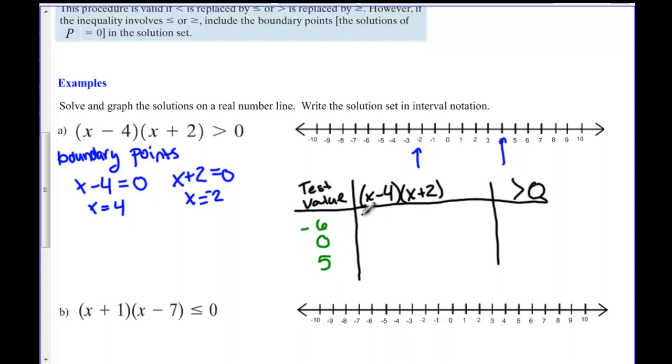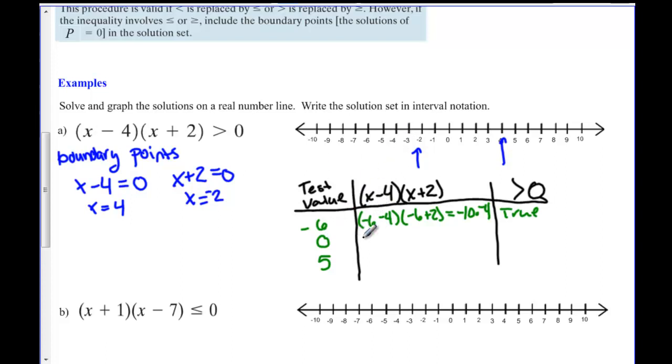All right, so I'm going to think about plugging these in, and you don't have to do this much work with it, but just to try to get the point across. So we have negative 6 minus 4 times negative 6 plus 2. Well, this is the same as a negative 10 times negative 4. So a negative times a negative gives us a what? A positive. Is a positive greater than 0? Yeah, true. So this negative 6 test value is true. We'll come back and mark it in just a second.